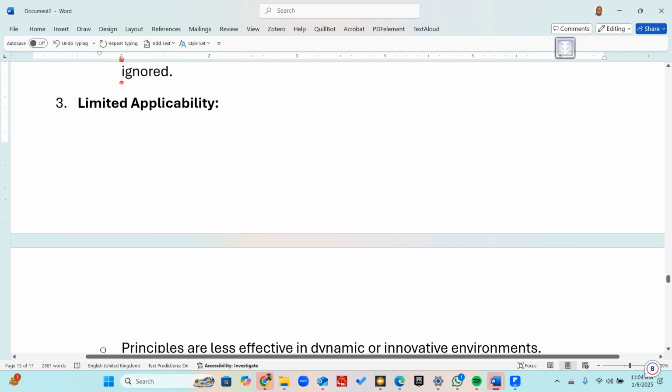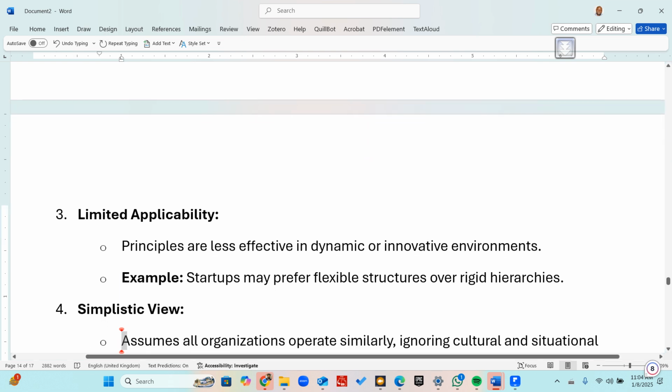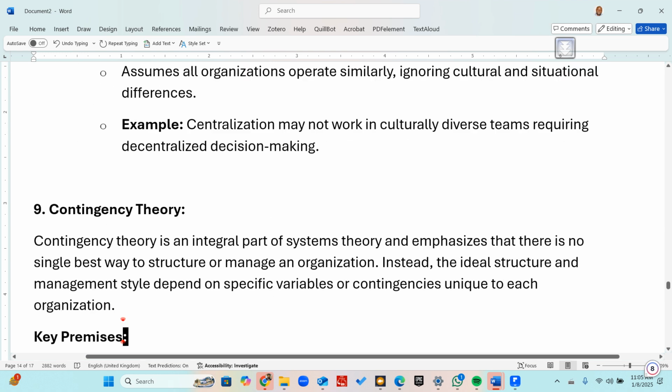Limited applicability. The principles are less effective in dynamic and innovative environments. We talked about informal communication, informal group dynamics. So when there's informal group dynamics, these principles do not work. Variable applicability: startups may prefer flexible structures over rigid hierarchies. We have a simplistic view that assumes all organizations operate similarly, ignoring cultural and situational differences. Centralization may not work in culturally diverse teams, requiring decentralization in decision making.